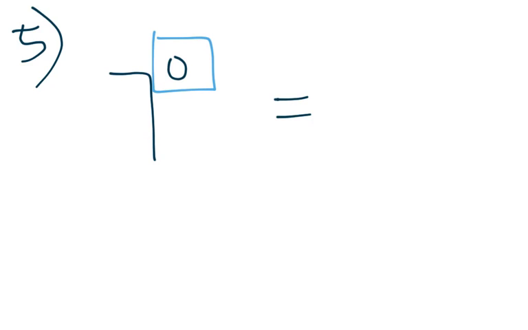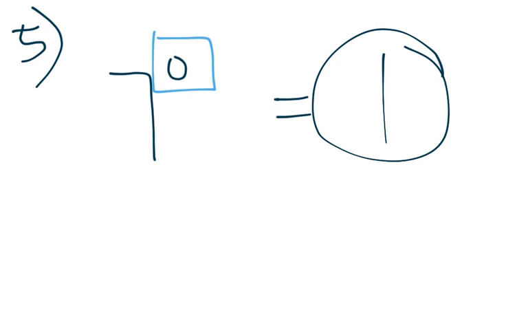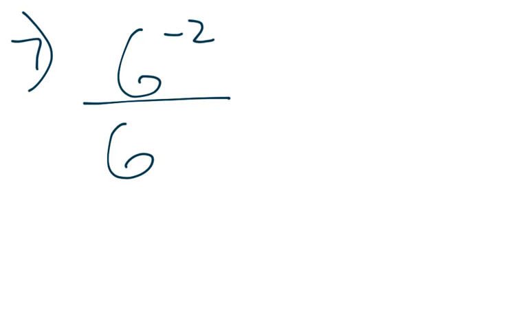Number 5, we have 7 to the 0 power. And remember, every time there's a 0 here, the answer is just 1. That's it. Just 1. Okay, number 7, we have 6 to the negative 2 power over 6 to the 0 power.